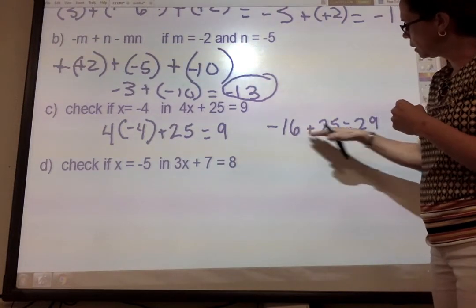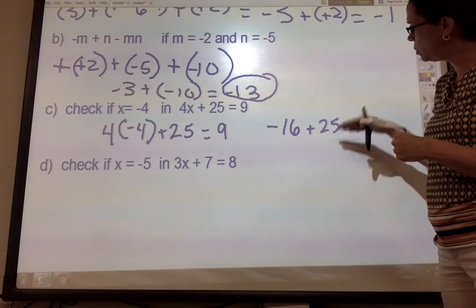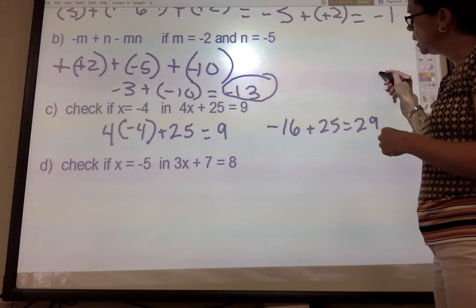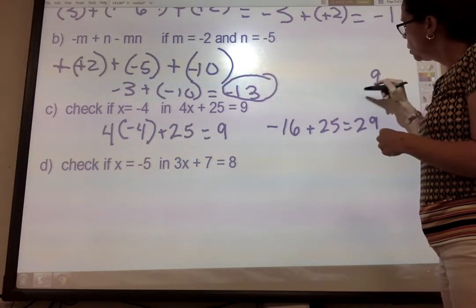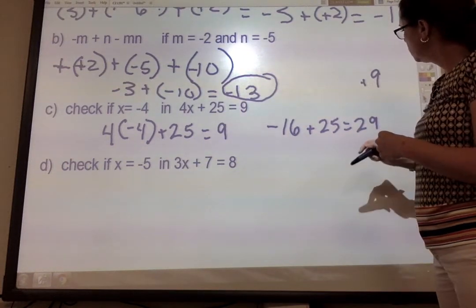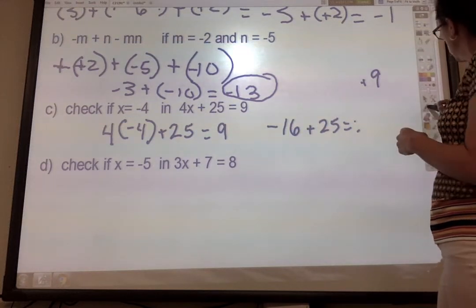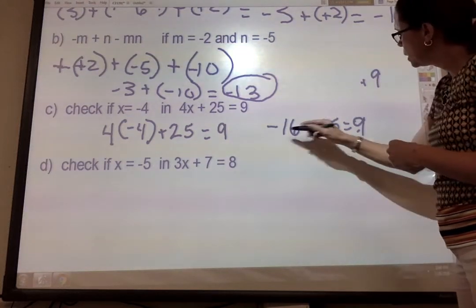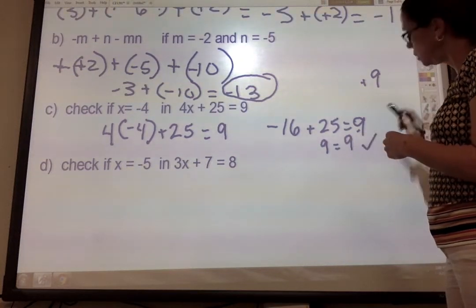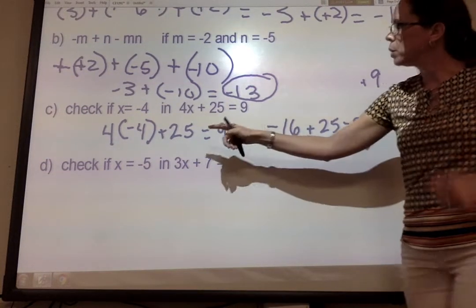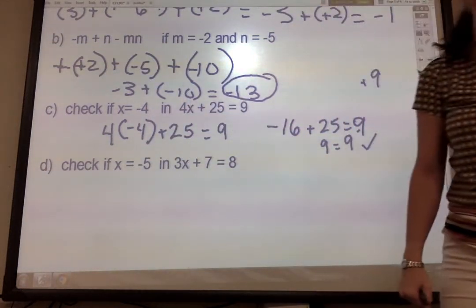Well, I've got to combine these two numbers. Opposites, so I subtract their absolute values. If I subtract 25 and 16, I get 9. I take the sign of the bigger one, which is positive. This should not be 29 here. This should be just a 9. Okay, so on this side I have 9 is equal to 9, and that is true. So that means negative 4 is the value of x.